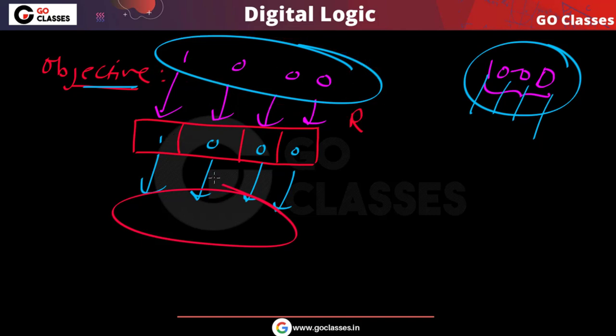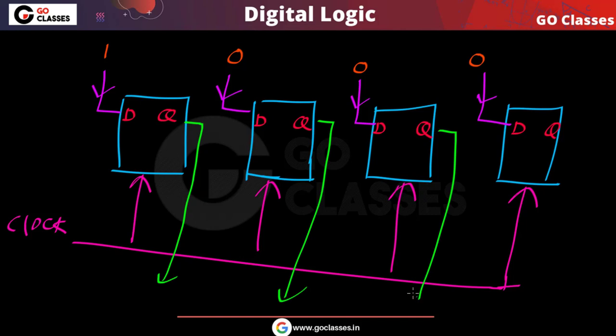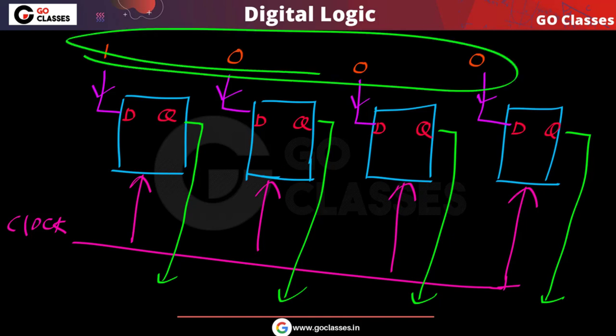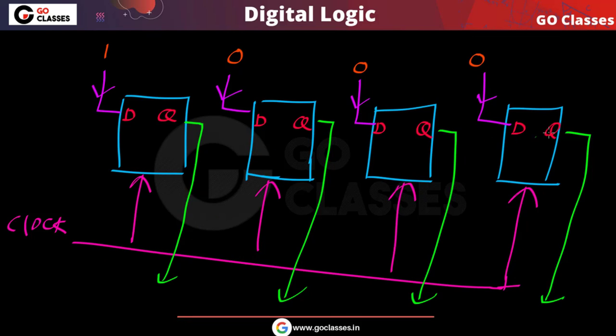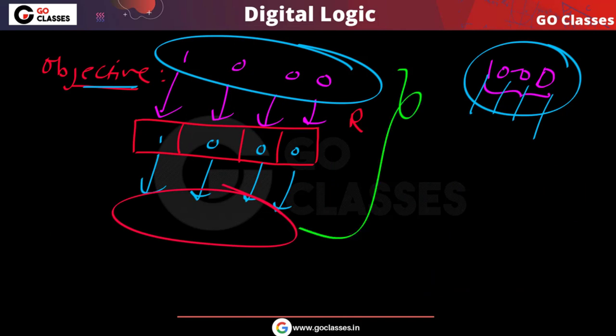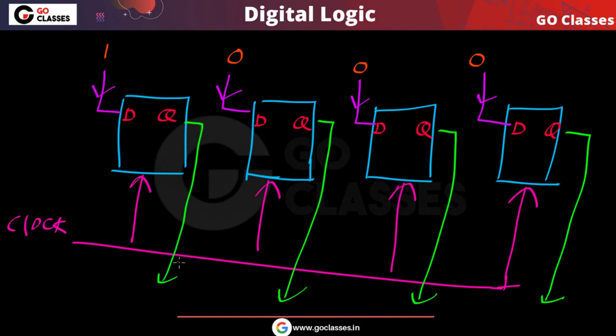I also want to read this data in parallel. Then this is what I can do: I can read this data here, I can read this data, and I can read this data. So you can notice that this is how we can store the data in parallel, read the data in parallel, and store 4-bit data. This functionality we wanted; we wanted to create this type of register, and we can very easily create it. This is how we can create this register.